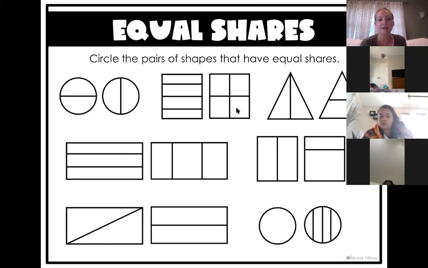All right. So we're looking for the pairs here that have equal shares. Which of these pairs have equal shares? So that means we're looking at these two circles. Are they equal, yes or no? I want everybody in the whole class to give a thumb up or a thumb down. Are these two circles cut into equal shares?